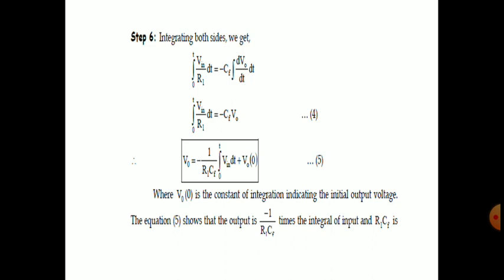So step 6 is integrating both sides. We get the integral of V in by R1 into dt, where the integral is from 0 to t. And minus CF is a constant because it's the component value. It is the capacitance value, which is not a function of time. It is constant, right? We have some numerical value. Integral of dV0 by dt into dt.